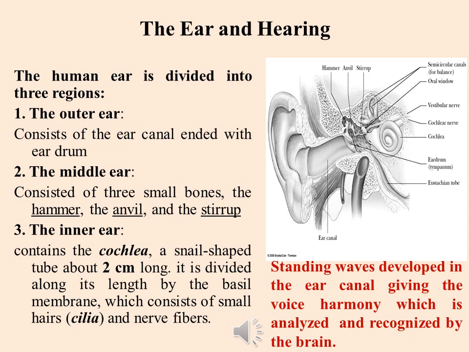It is divided along its length by the basilar membrane, which consists of small hairs, cilia, and nerve fibers. Standing waves developed in the ear canal give the voice harmony, which is analyzed and recognized by the brain.